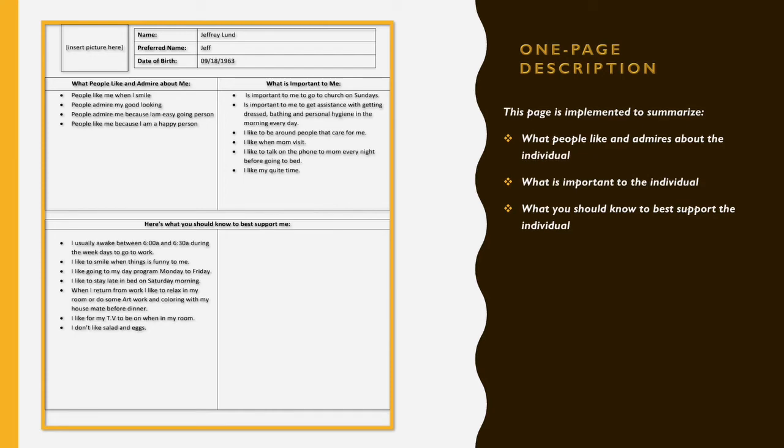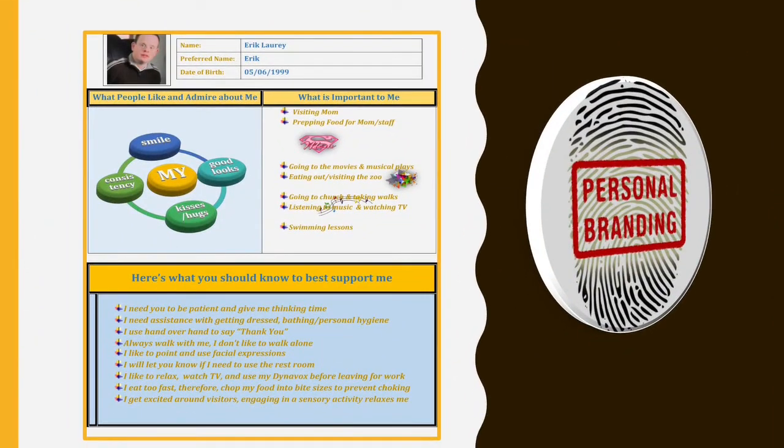This is what you will find in the documents on your server. But if you want to make it a little bit more personal and put a personal branding on it, you could be creative. And it's the same thing: what people like and admire about the individual, what's important to the individual, and what you should know to best support the individual. It's kind of like the job aids, summarized into one page. So I think it's a great tool to use, and you will also find this in the individual's documentation.